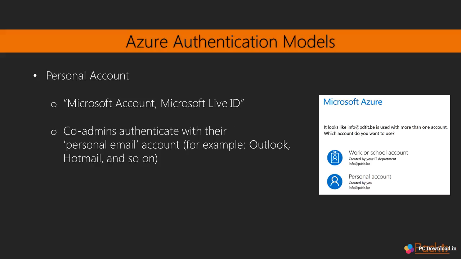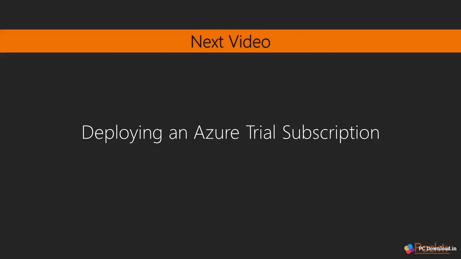Another approach is using a personal account, also known as a Microsoft account or the former Microsoft Live ID, where the co-admins authenticate using a personal email account, like me@hotmail.com or me@outlook.com, or even using your custom domain, which is not federated with Office 365 or Azure Active Directory. Which brings me to the next video, deploying an Azure trial subscription, in which I'm going to explain what is required, allowing you to create your trial subscription, and then walk you through a demo on how to actually create a trial subscription yourself.